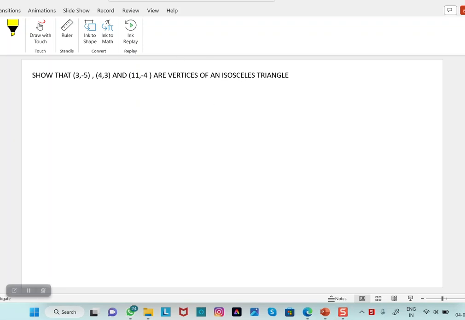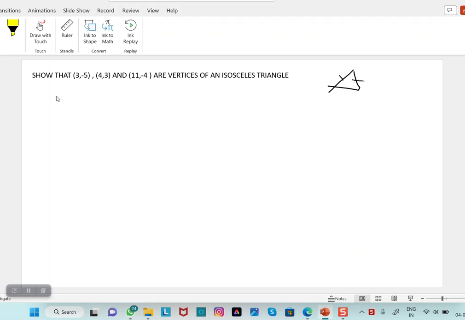We are going to solve the problem set now. The first problem in this problem set is: show that (3, -5), (4, 3), and (11, -4) are vertices of an isosceles triangle. Now, an isosceles triangle is a triangle in which two sides are equal. If you have a triangle, it is called an isosceles triangle if any two of its sides are equal.